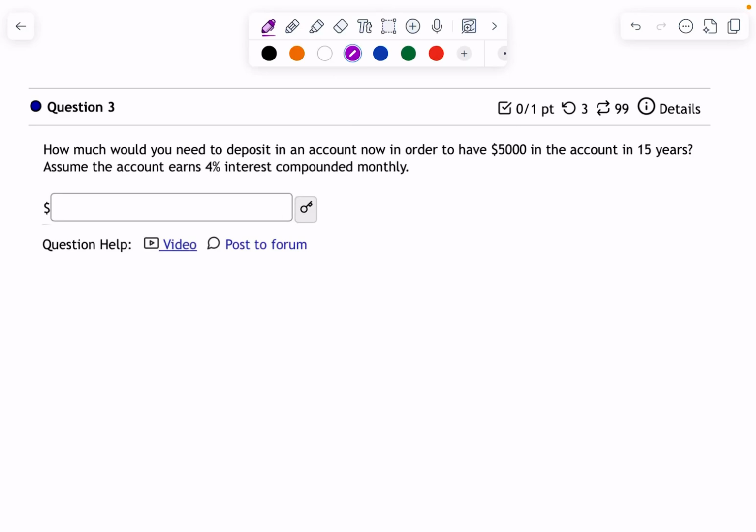Question 3, how much would you need to deposit in an account now in order to have $5,000 in the account in 15 years? Assume the account earns 4% interest compounded monthly.